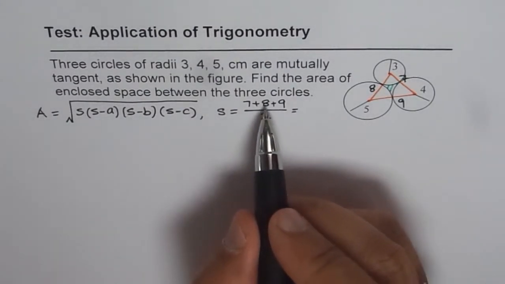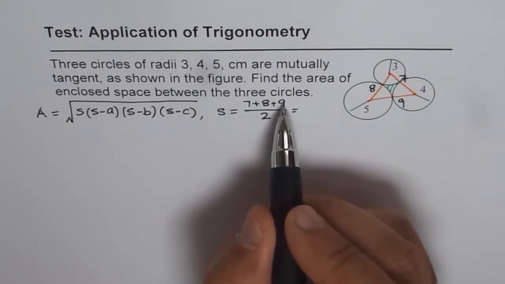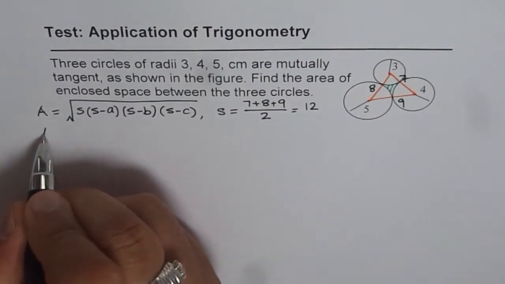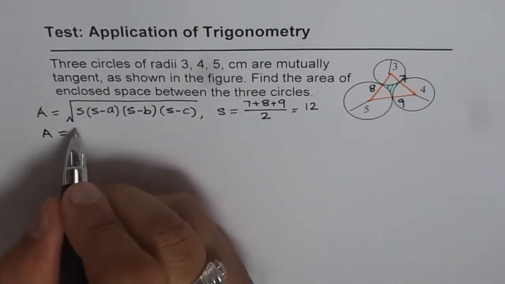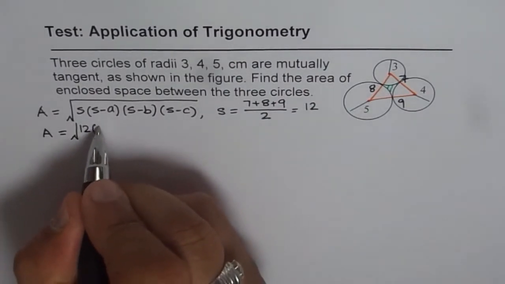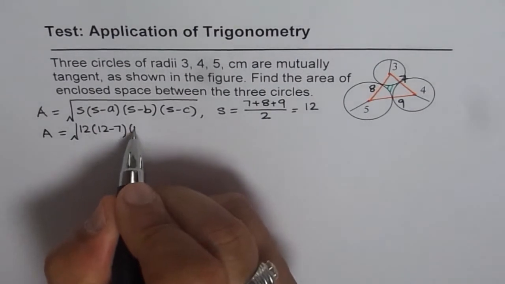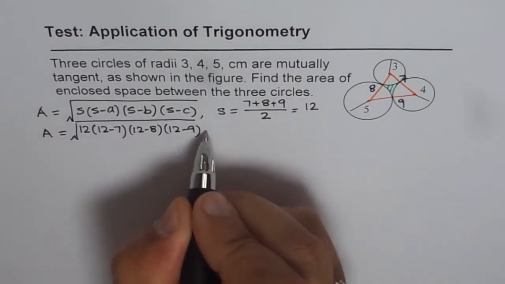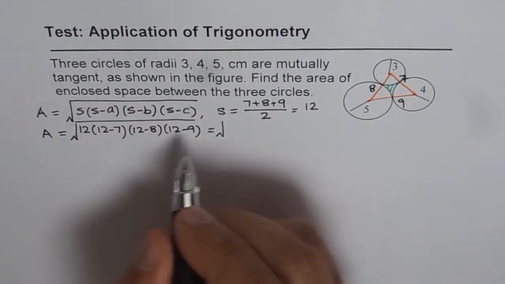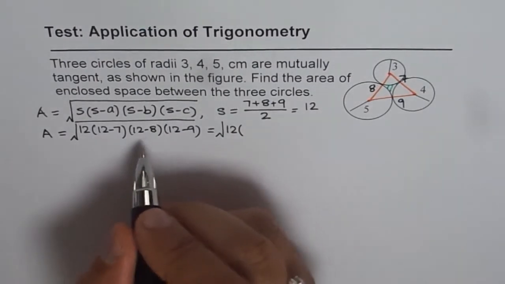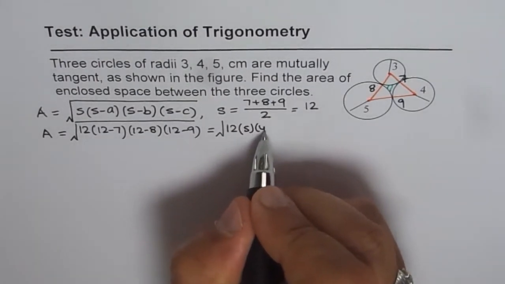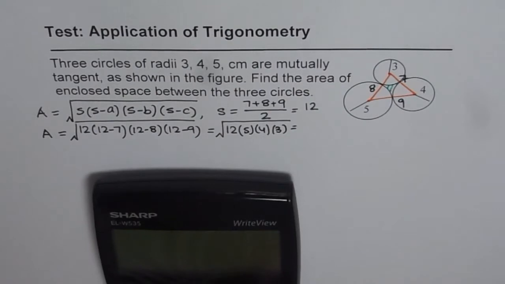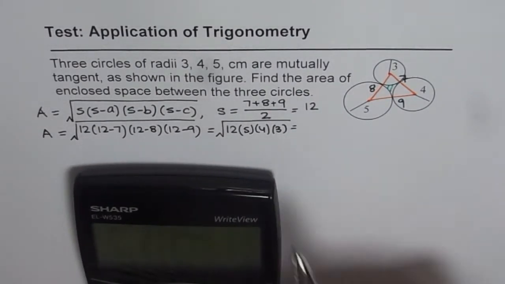Now 7 plus 8 is 15, and 15 plus 9 is 24, divided by 2 is 12. Putting these values in, the area of the triangle is the square root of 12 times 12 minus 7 times 12 minus 8 times 12 minus 9. That is the square root of 12 times 5, 4, 3. Now we can use a calculator to find the area, right? So it is 12 square root 5.